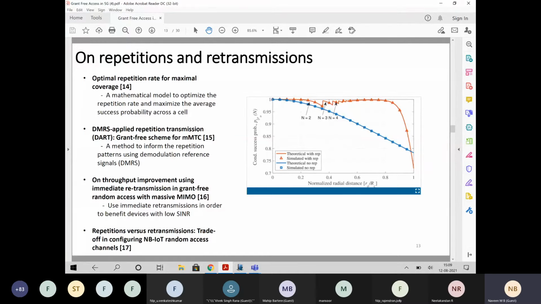Any questions up to this point? This is the general structure of grant free. Any questions from the participant side? Okay, no flags, Ravi. We can go ahead.